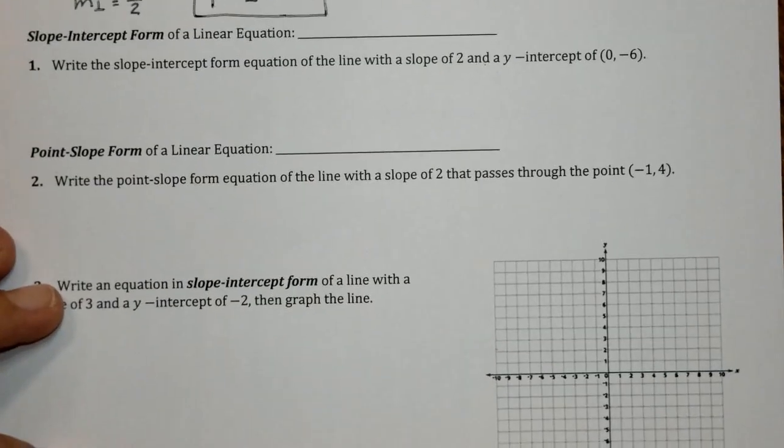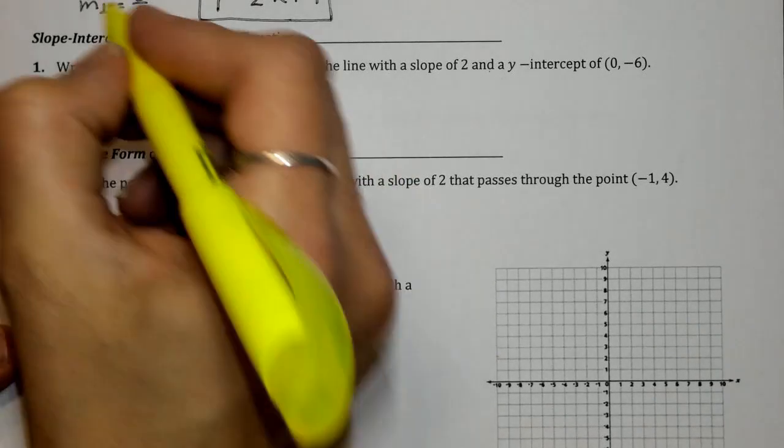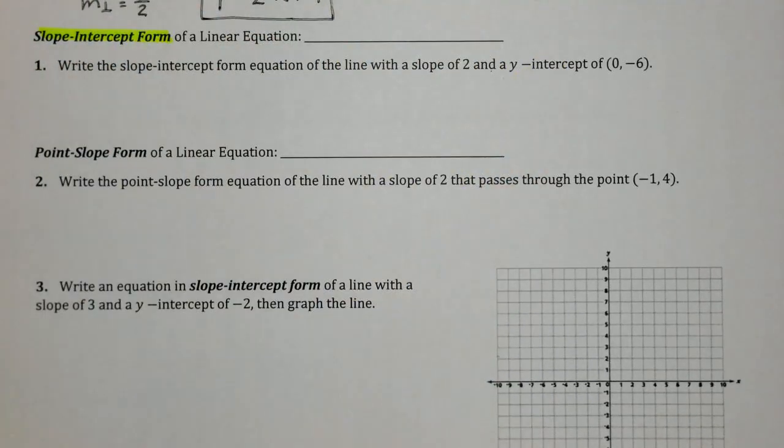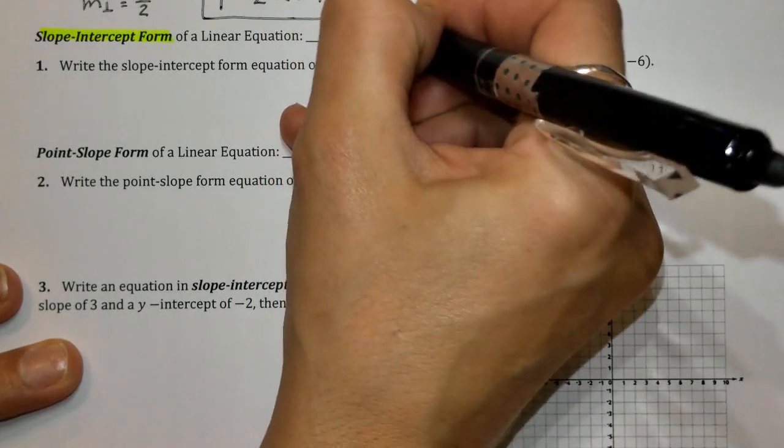All right, let's talk about our slope-intercept forms. A lot of Algebra 1 in here, okay? Your first one, slope-intercept, is going to provide you with m, the slope, and b, the y-intercept. So this is your y equals mx plus b.